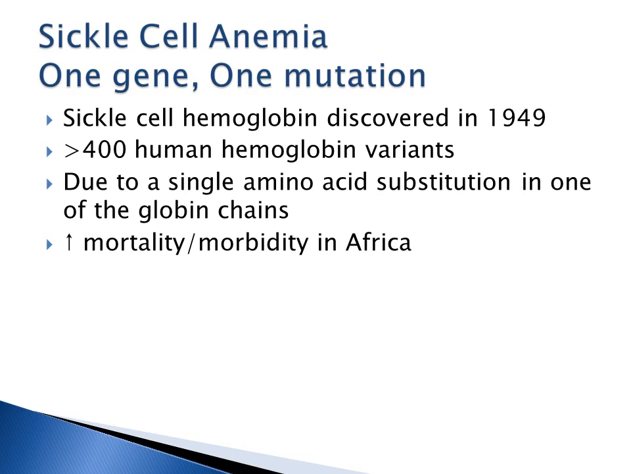Sickle cell anemia is an example of a disease caused by one gene and there's one mutation. So the sickle cell hemoglobin was discovered in 1949, and there are over 400 human hemoglobin variants. Sickle cell anemia is due to a single amino acid substitution in one of the globin chains. It causes increased mortality and morbidity in individuals in Africa.